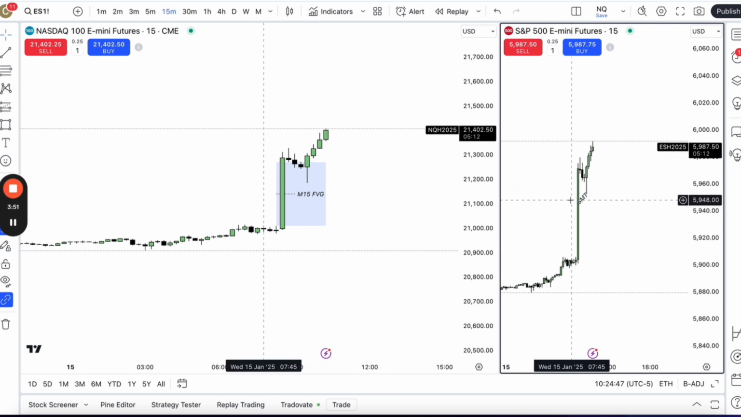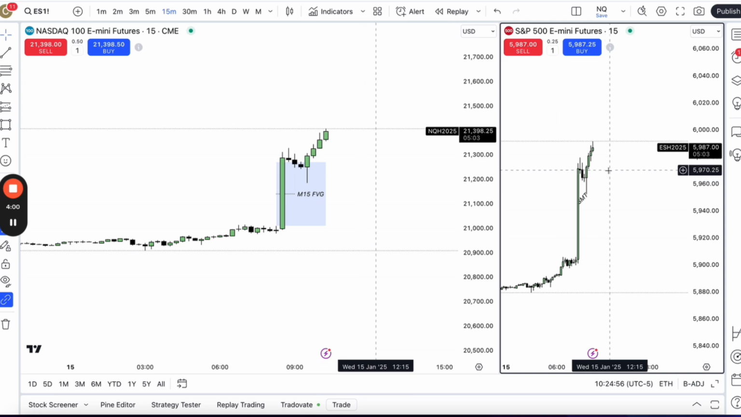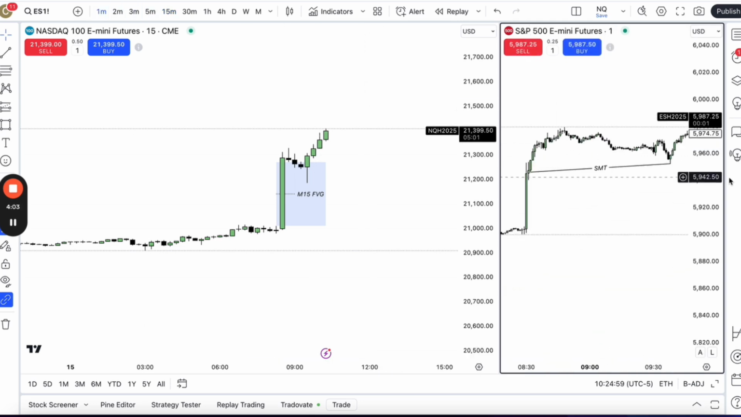So there was just no SMT, right? It was like 920, 915. So there was no SMT there. There's just not enough candles. There hasn't been enough movement for there to be SMT. So drop to the 1 minute.